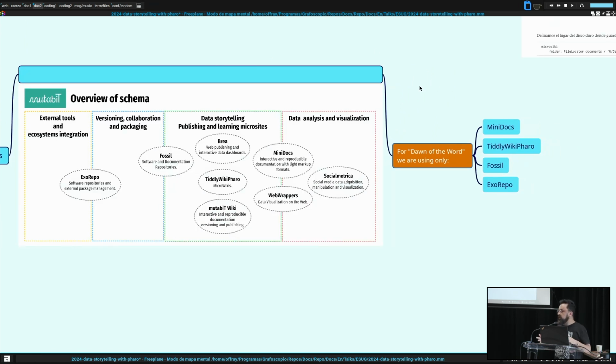Minidocs, that is the repository that allows you to publish and share data stories in this light markup language. TiddlyWiki Pharo, that is the one that connects Pharo with TiddlyWiki via JSON representation of the tiddlers. Fossil, that is the one related with versioning and connected with Fossil. And ExoRepo, that is the one that allows us to work with external repositories.